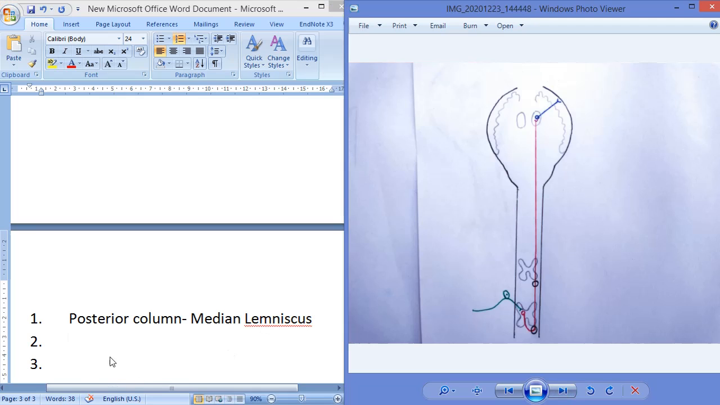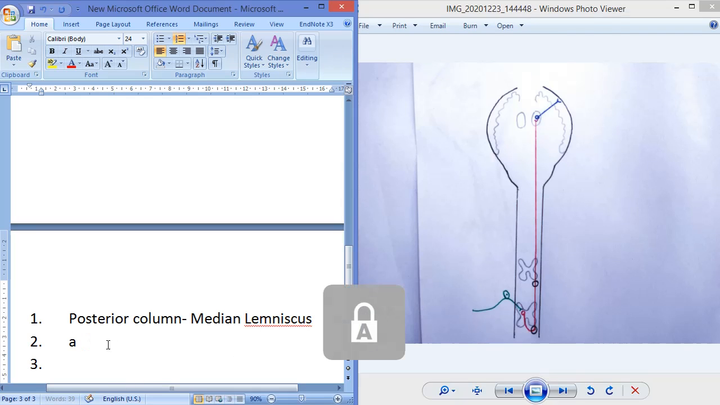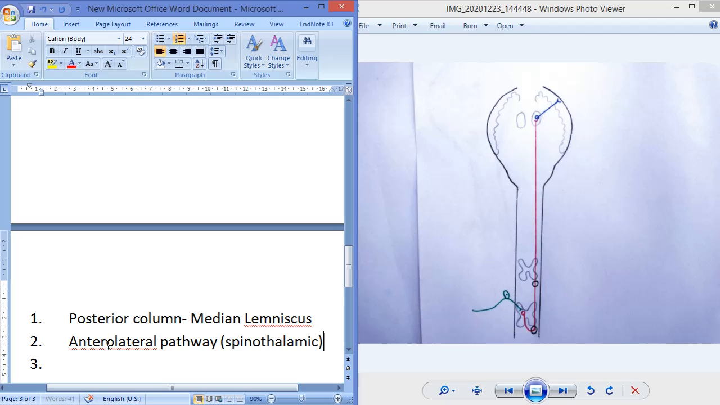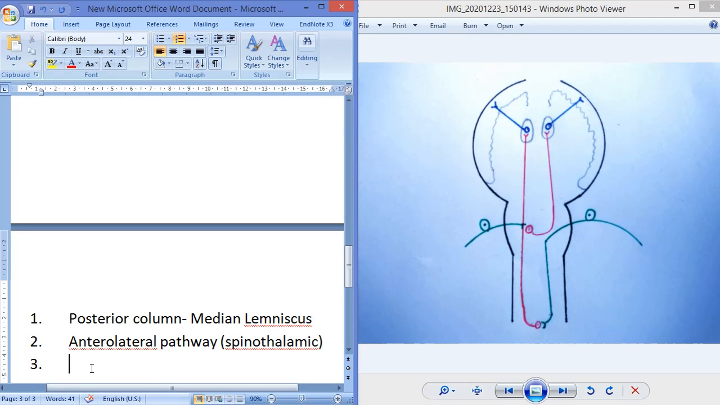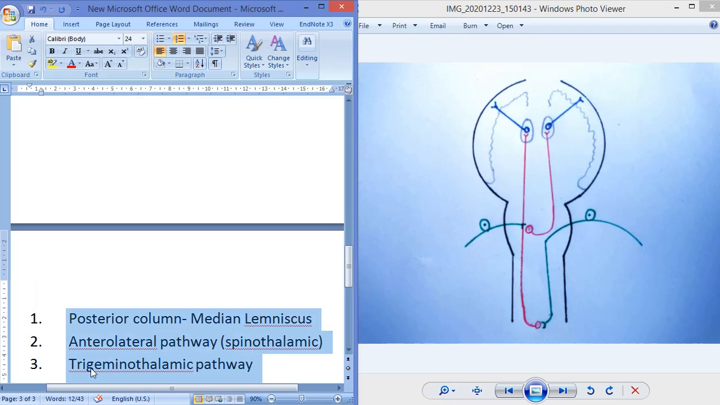This diagram depicts the anterolateral pathway. You can also call it the spinothalamic pathway. While the third one, this diagram depicts the third somatic sensory pathway, which is the trigeminothalamic pathway. So these three pathways carry the somatic sensation from various parts of the body to the cerebral cortex.